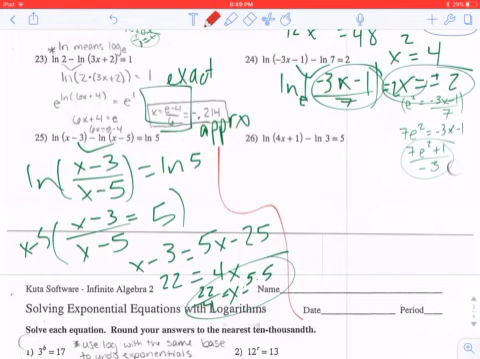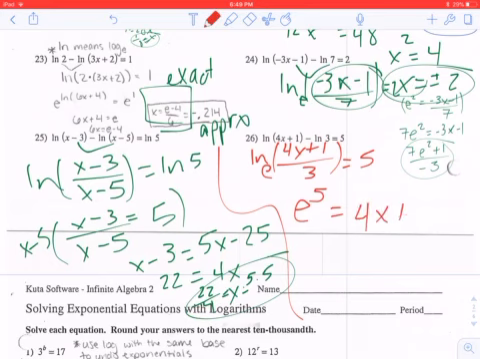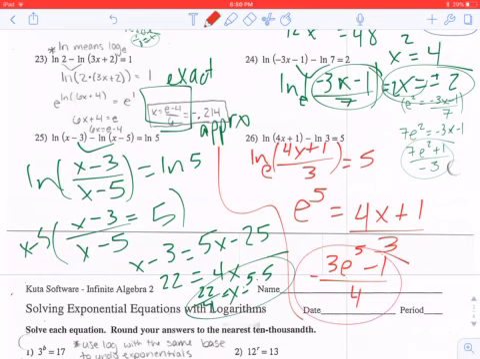Alright, so we can condense the natural logs first. 4x plus 1 over 3 equals 5. Now we can rewrite this as e to the 5th. Remember, that's an e as the base, equals 4x plus 1 over 3. We're going to multiply by 3, subtract 1, and then divide by 4. That'll tell us what x is.